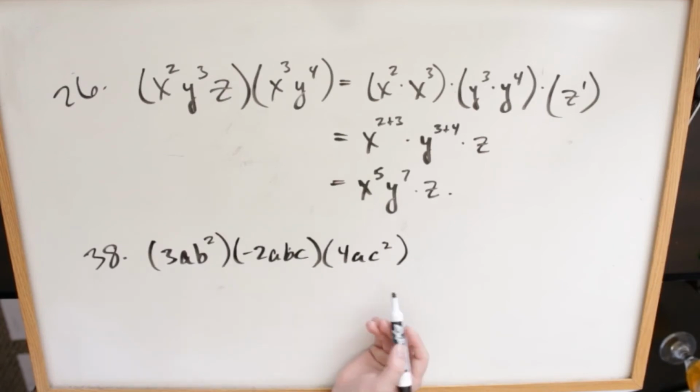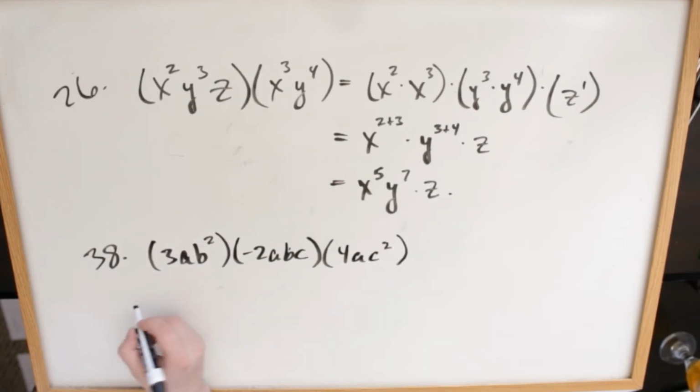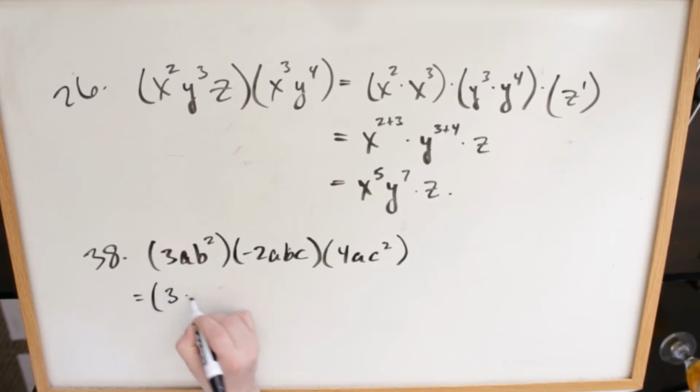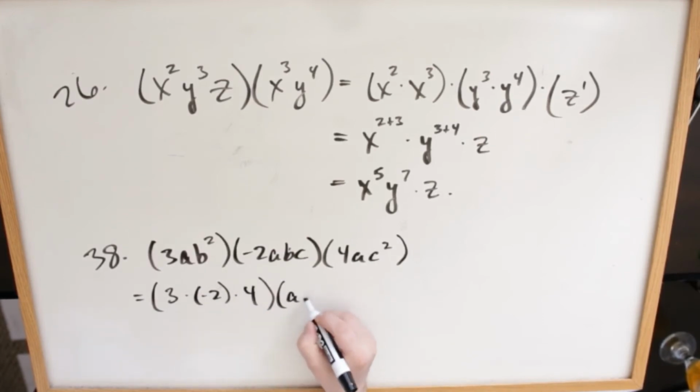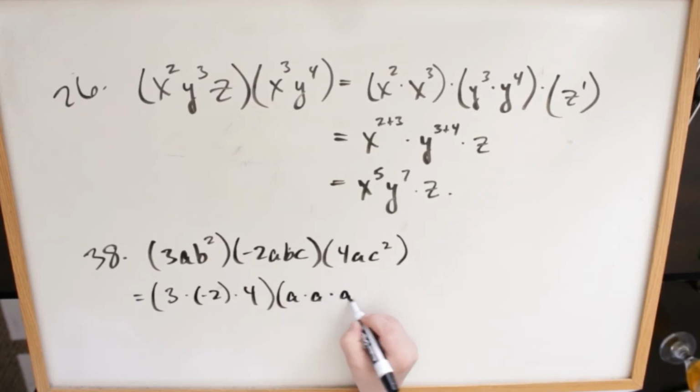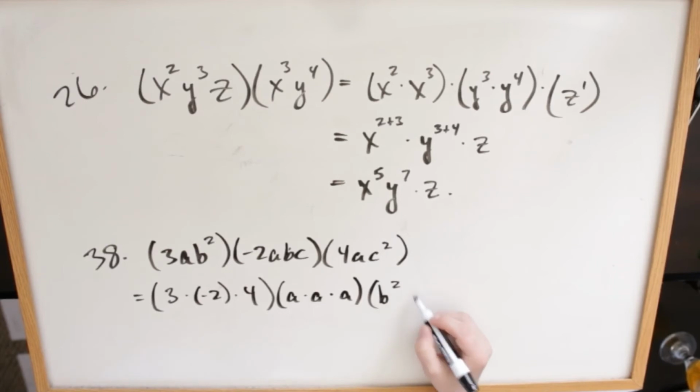We're just going to combine the numbers actually first. So this is the same thing as 3 times a negative 2 times a 4. Okay, so there's our numbers. Then we're going to do our a's. A times A times A. We'll do our b's. B squared times B. And there's no B back there, so you don't write 0. You just leave it. Okay, it's just times 1.